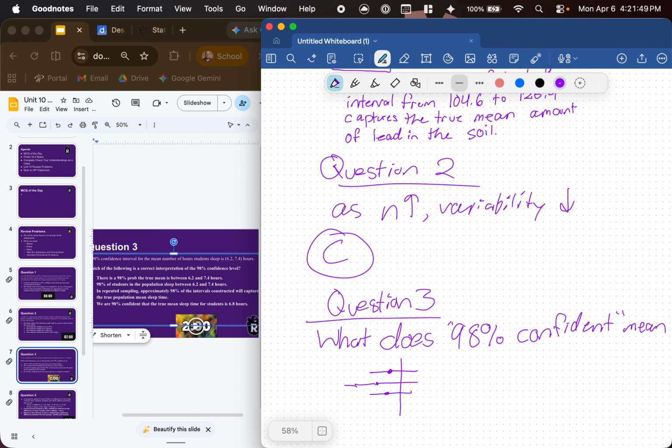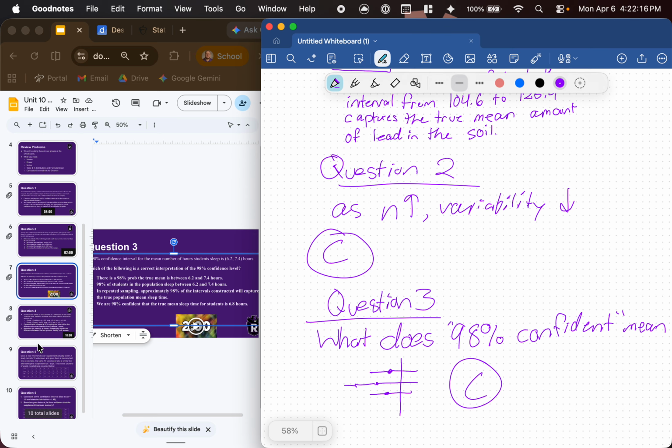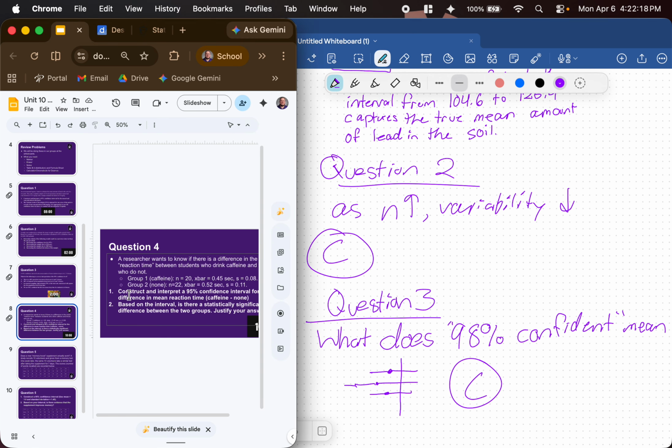Notice that it's different than what we talked about specifically in our notes back from Unit 8. It's not the exact same wording. It's very similar, but it's not the exact same, and that's okay. Find the best answer here. We are 98% confident that true mean sleep time for students is this. That's like beginning to do the conclusion, but then it just doesn't do very well for us. So the correct answer here is C. All right, question 4.